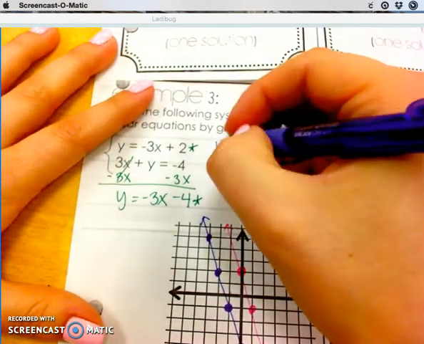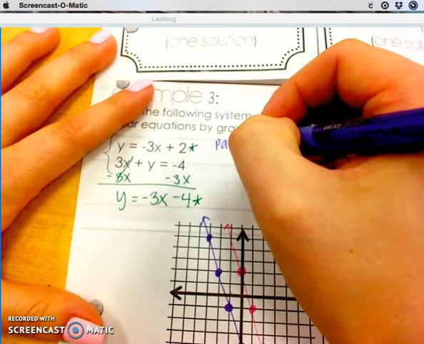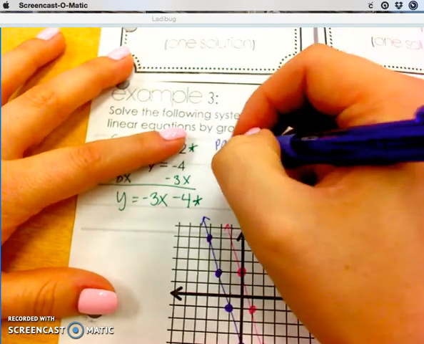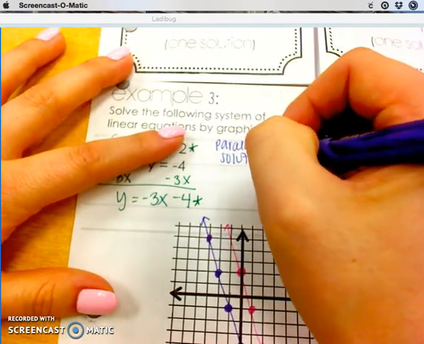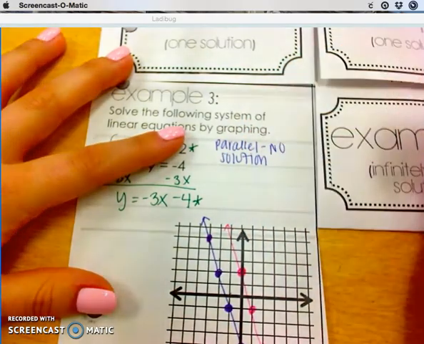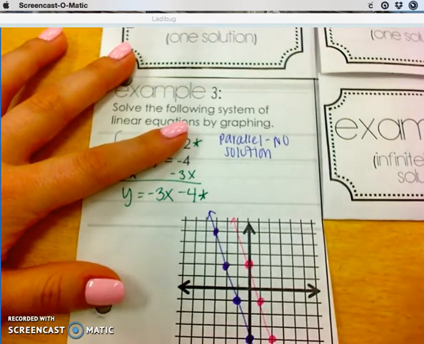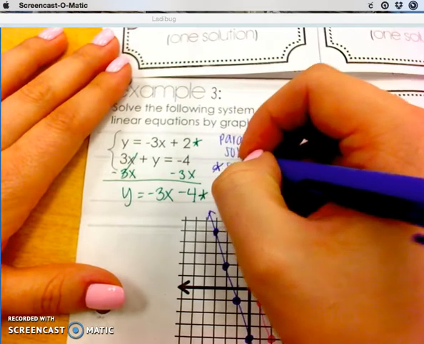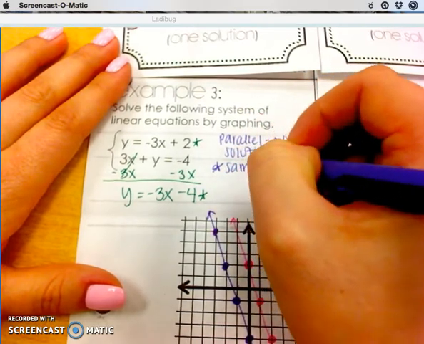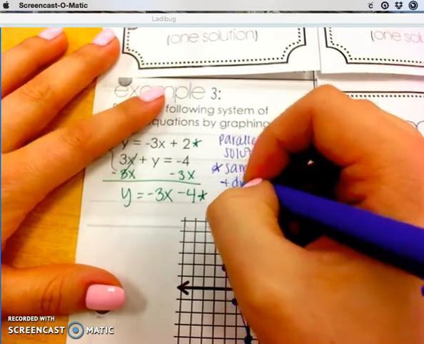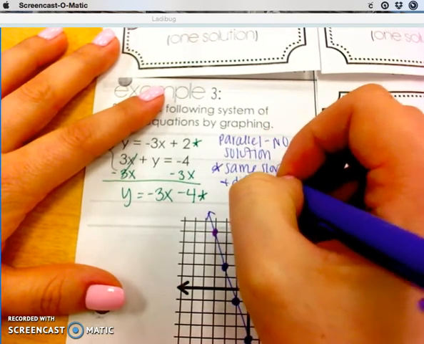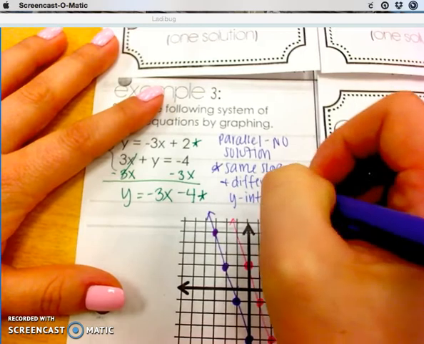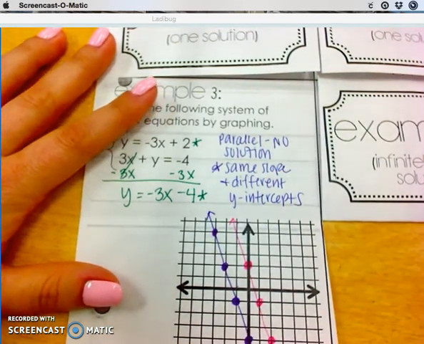These lines are parallel. Parallel lines have no solution because they do not cross. There is no point of intersection. We know that these are parallel when there is the same slope and different y-intercepts. Okay?